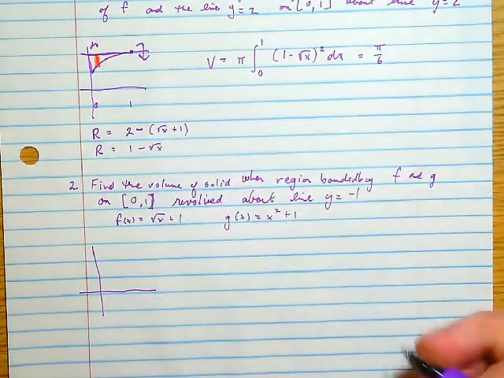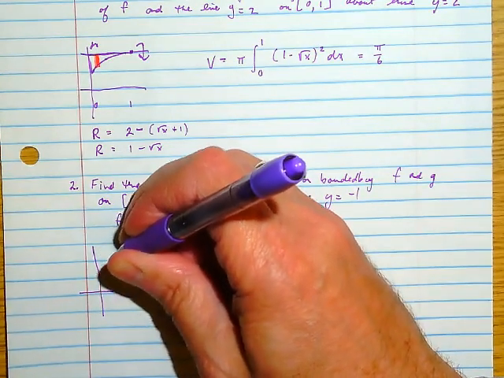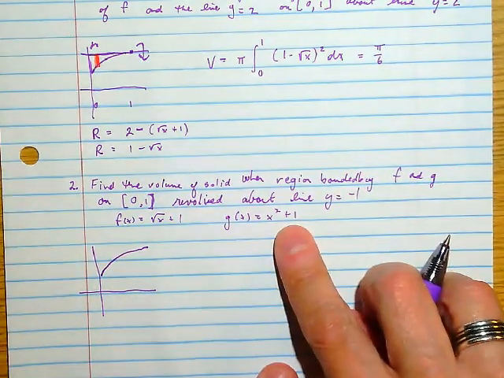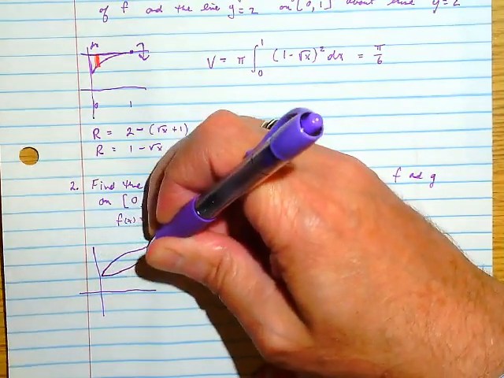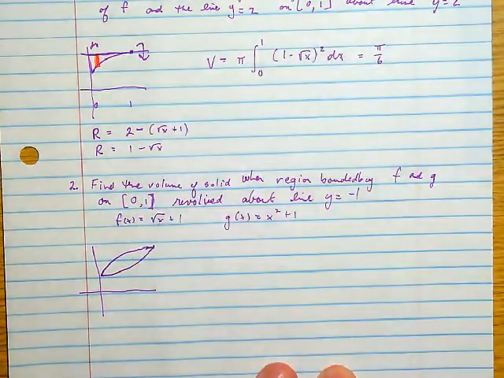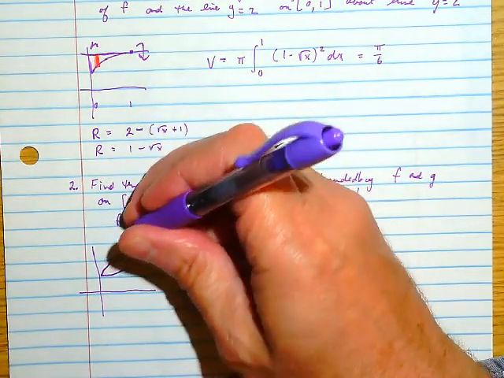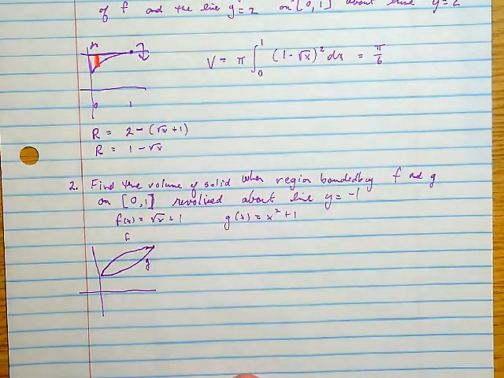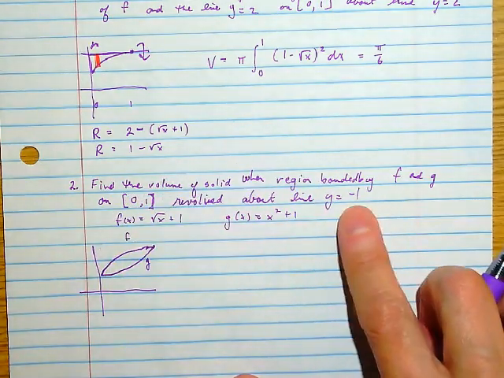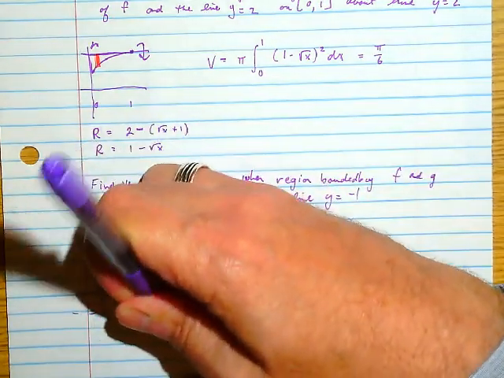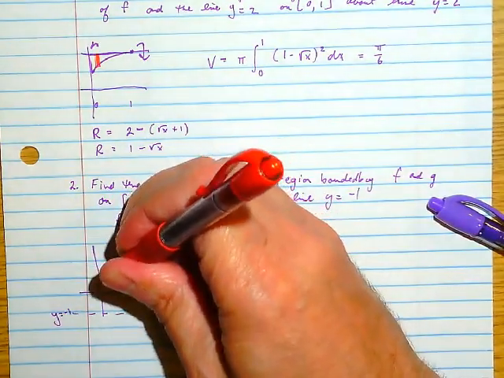Square root from 0 to 1 is going to look something like this. The x squared plus 1 is a parabola shifted up 1, but we're just going to be worried about that portion there, so it kind of looks like a petal. From 0 to 1, this is our square root on the top. This is our x squared parabola on the bottom. And our axis of revolution is all the way down here, y equals negative 1. So here's my representative rectangle.